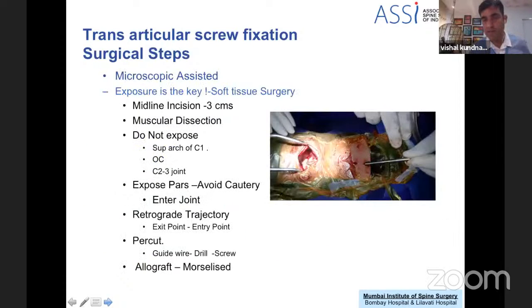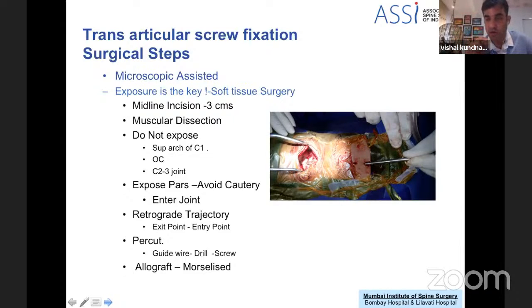Surgical steps, very simple. You have planned it. Now is the time to execute your plan. Midline 3 centimeter incision. In almost all cases, you really don't want to do any bigger incision there. Dissection only on the lamina of C2. You do not want to expose the C1 arch at all. Surely not the superior arch of C1, particularly in kids less than 15 years. If you expose any amount of superior arch of C1 posteriorly, inadvertent C1, C2 fusions are known to happen.